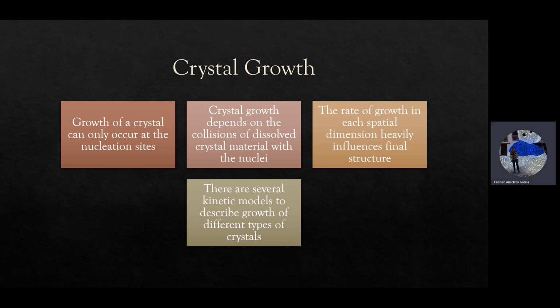Now, the rate of growth in each spatial dimension during the crystal growth stage can heavily influence the final structure of the material. In some cases, when the rate of growth is very quick, we observe very fuzzy and messy crystals come about. And then in other cases, when we have slow growth, we can see those nice, beautiful geometric shapes that we've come to see in some crystal materials, like quartz, for example.